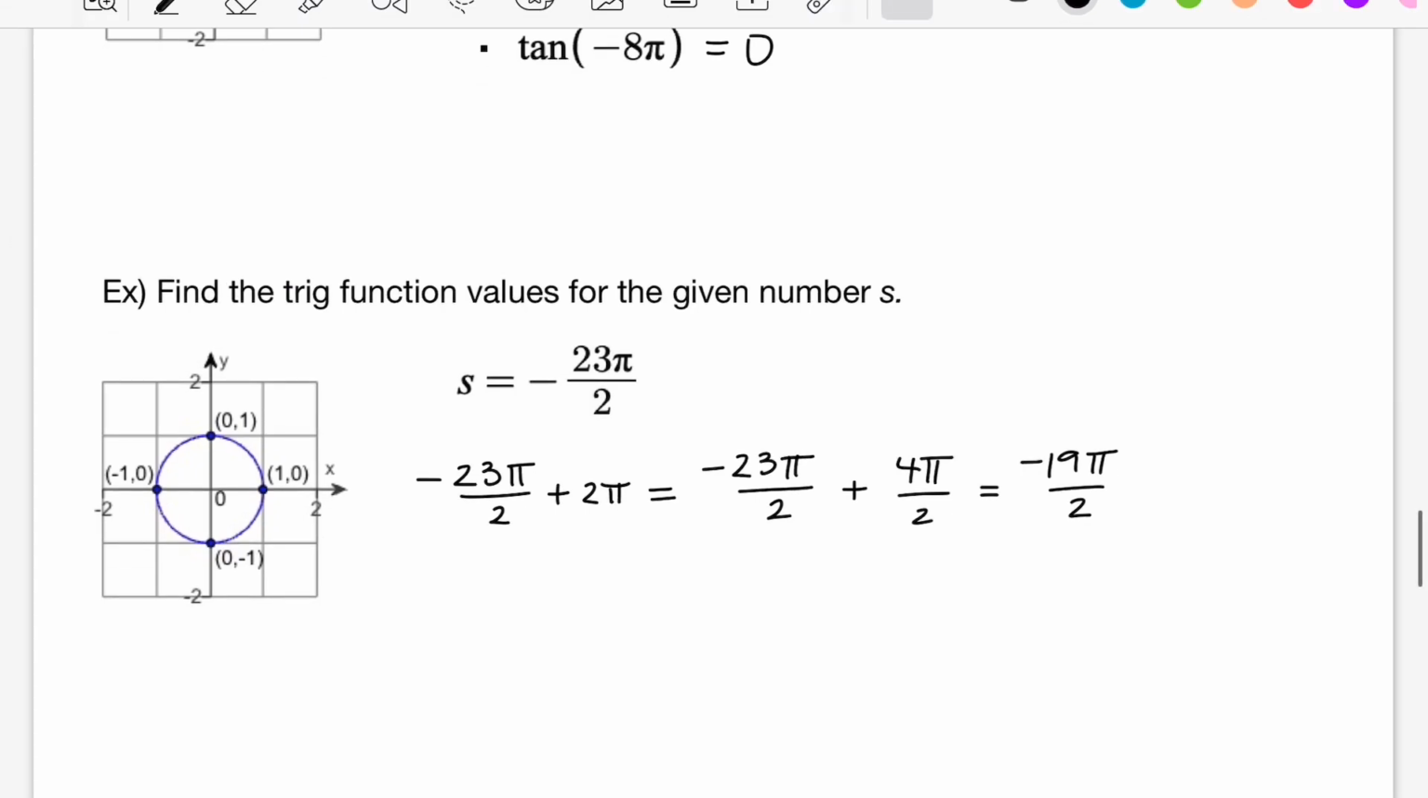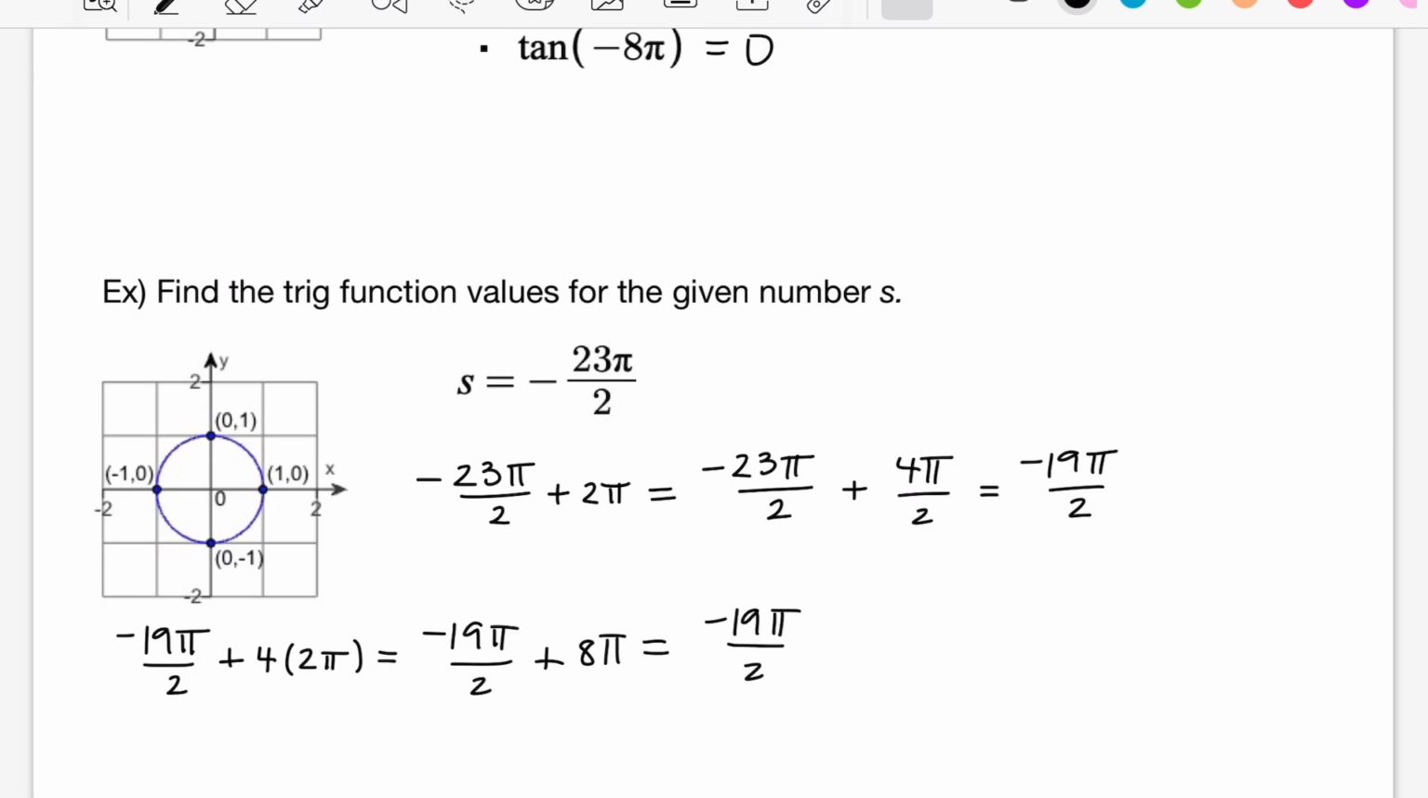Now if we were to add 4 more multiples of 2 pi here, we would get that we're adding 8 pi. So this would be 16 pi over 2. Doing so, we end up with negative 3 pi over 2.